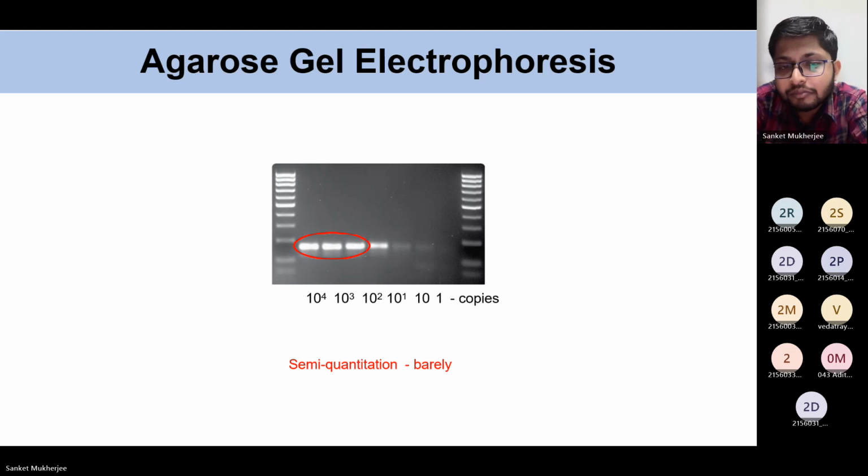So how would you distinguish whether you have 10 to the power 4 copies or 10 to the power 3 copies? It looks almost the same, right? Any idea how would you do that? Think about it.